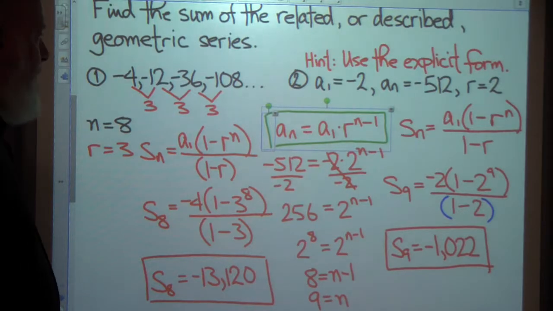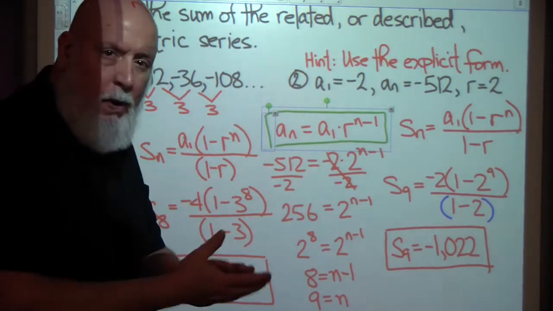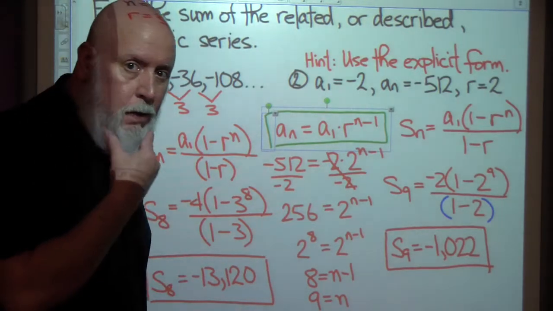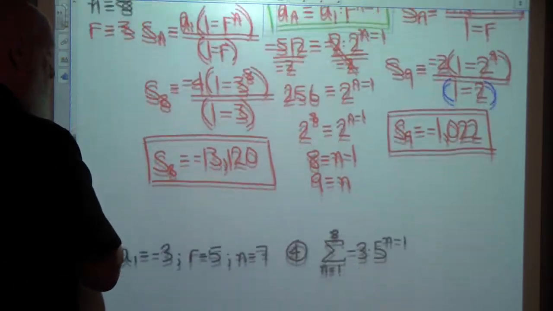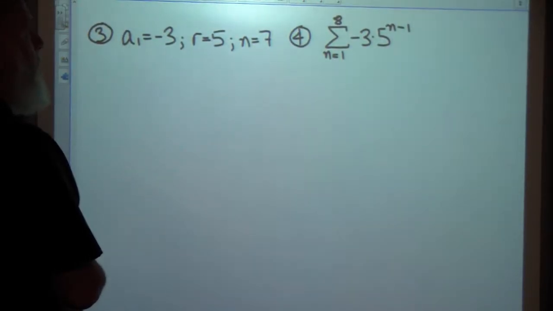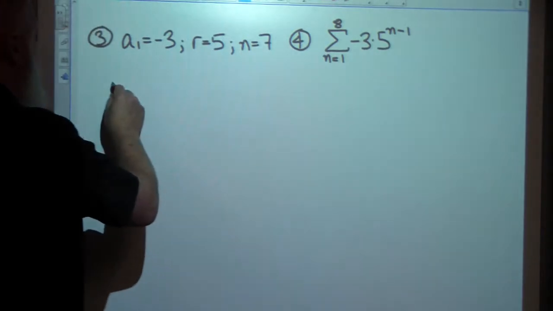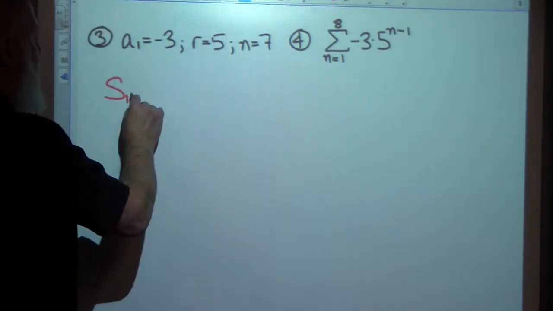Okay? There won't be a whole lot of these. There may not even be one of those on the test, but it's good to know. There may be one on the test, though. You never know. Okay, let's see what we got here. We have the first term, r, and the number of terms. So we can take our summation and just plug everything right in.